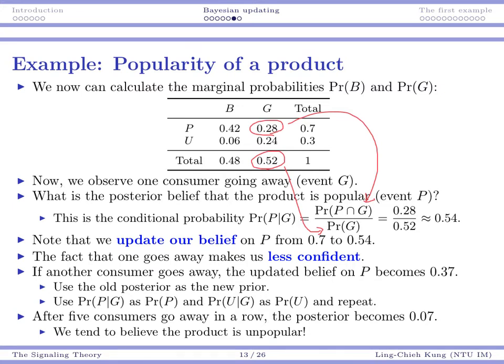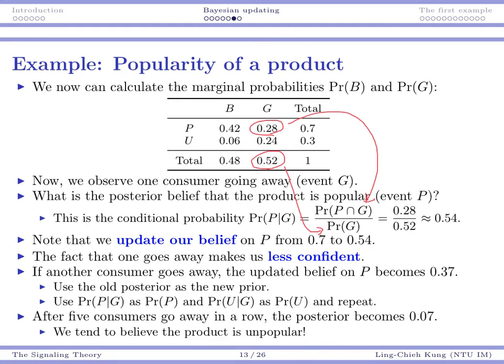Okay, less confident. If we try this again, show the product to another consumer and that consumer also goes away, then the updated belief on P would just become 37%. Okay, it will become even lower. Whenever one guy comes in and then goes away, the posterior belief on P will just become lower. Okay, it will always be that case.